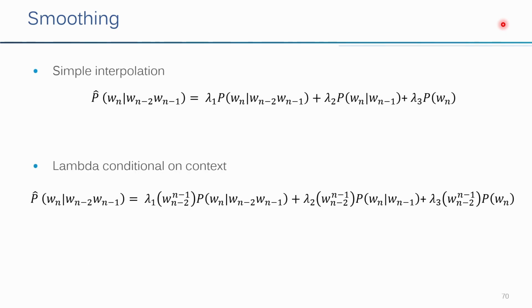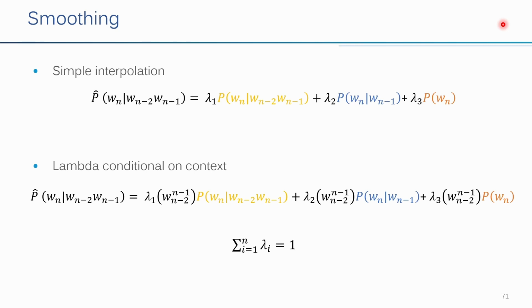In simple interpolation, you have an absolute number for lambda 1, 2, and 3, and then you multiply that by whatever context you have in your calculated probability of the entire sequence. Or you condition this according to the context, in which you regulate whatever lambda you have here according to the context that you have. So depending on these words and how they change, you will adjust this value accordingly. Needless to say, these parameters right here have to sum up to 1.